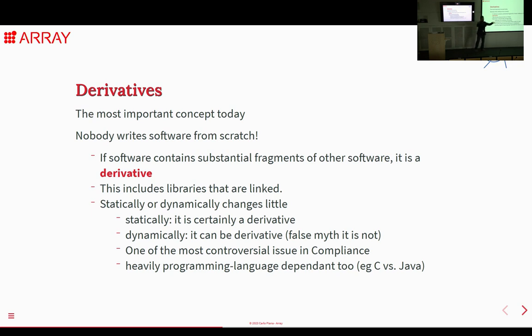Here, you ask 20 different people, they give you 20 different answers, and it's also very language dependent. In Java, inheritance is different from C, it's different from Python, it's different from Go, you name it. So a lawyer or a judge, in order to tell whether something is a derivative or not, must understand this concept, which means they must learn programming. I had to learn programming. I'm not much of a programmer, but I had to learn it to understand deeply. Maybe if you do software, you can understand better.